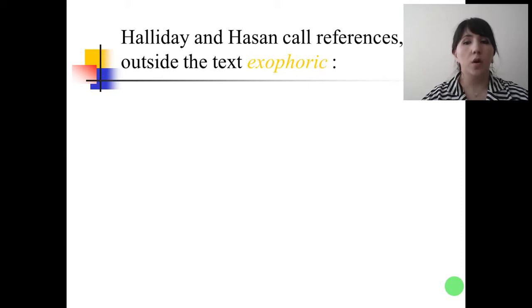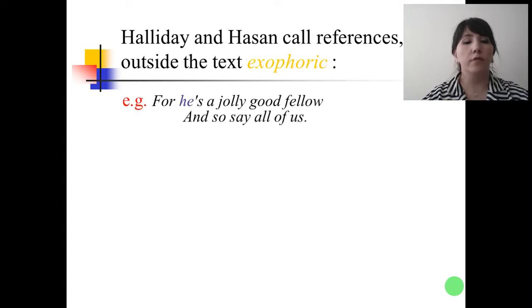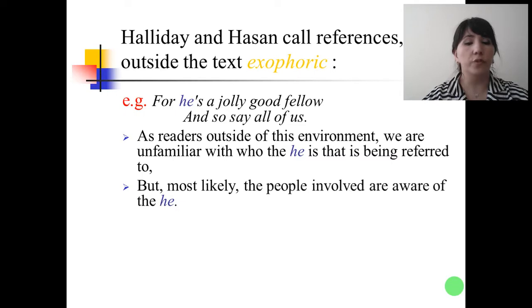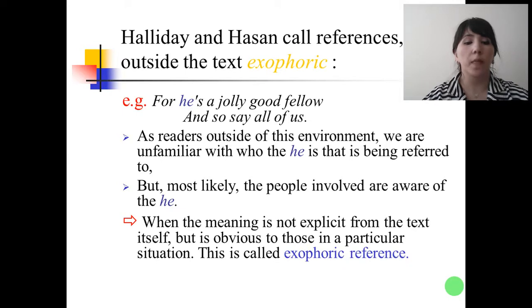Halliday and Hasan call references to items outside the text exophoric. For example, "For he is a jolly good fellow, and so say all of us." As readers outside of this environment, we are unfamiliar with who the "he" is that is being referred to, but most likely the people involved are aware of the "he". When the meaning is not explicit from the text itself, but is obvious to those in a particular situation, this is called exophoric reference.